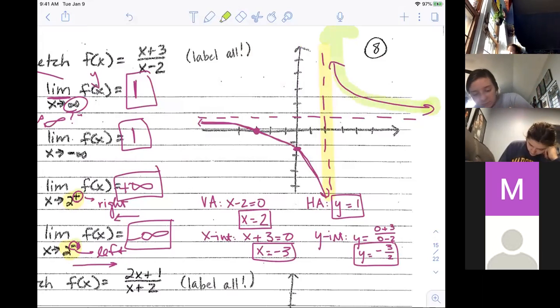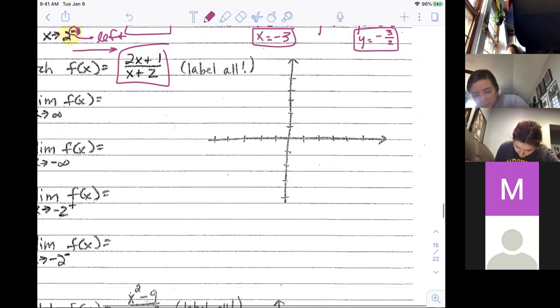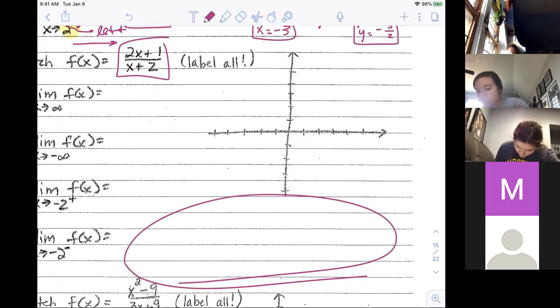Okay, any other points? Any other questions? All right, let's do another one and see if we can do this again. So this one starts with sketching. So I'm gonna be quiet for a second, and I want you to find vertical asymptote, horizontal asymptote, x-intercept, y-intercept of this new graph. And again, I'll probably do my work down here. I'm gonna take attendance really quick though.